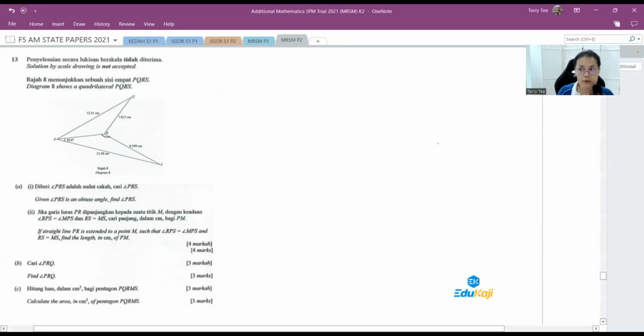Now we can see that we're given an angle with the opposite length, and another length, with one missing piece of information, which is angle R. So we can use the sine rule to find the value of angle R. Let's start by writing sine of the angle you're finding, in this case PRS, divided by the opposite length, 13.58. Then you equate it with sine 26.6, divided by the opposite length, which is 8.599.